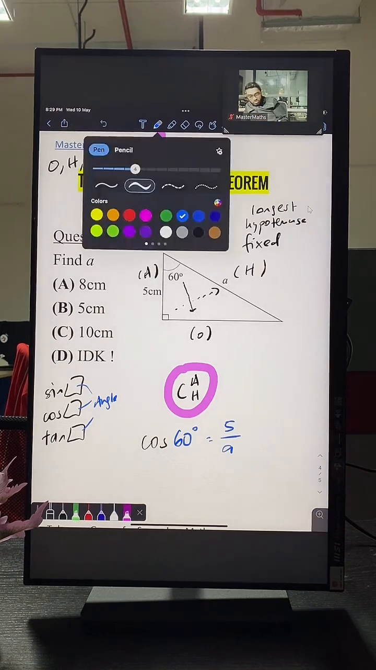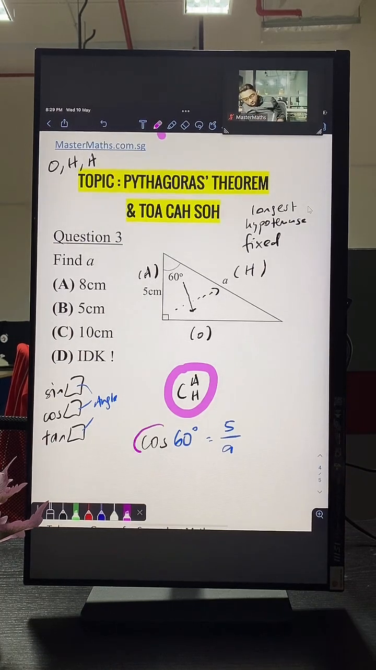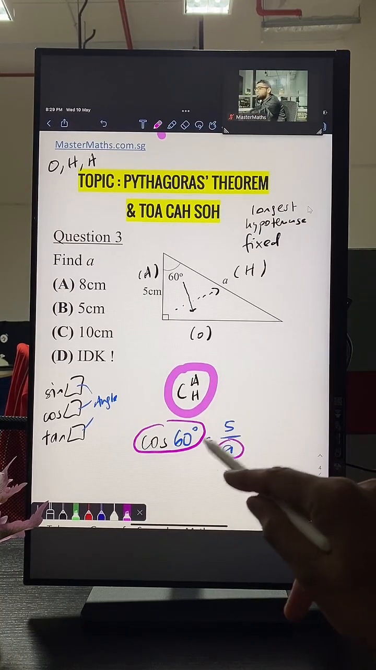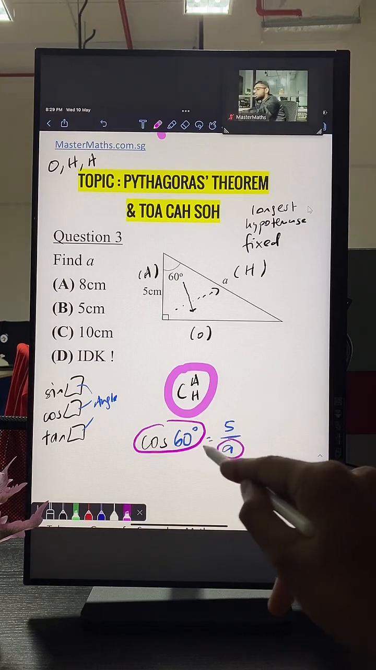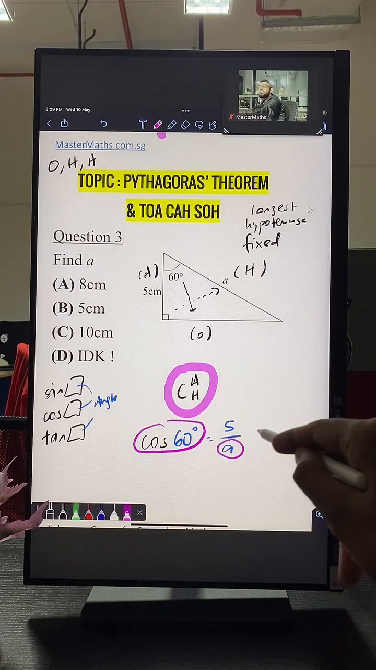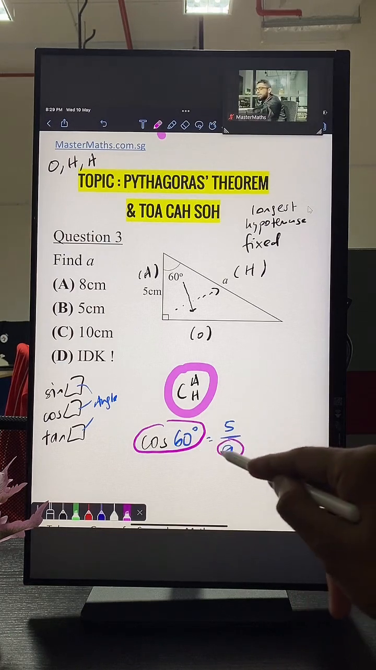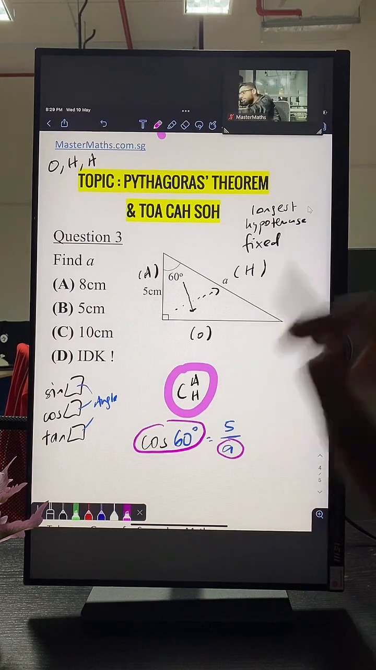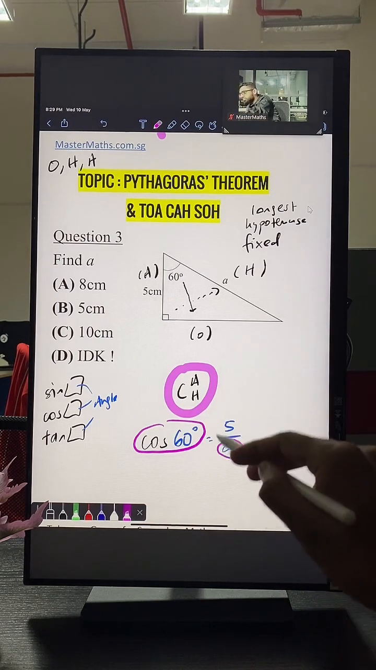Now, this is what you can do. This is one group of terms. This is another group. Since there is an equal sign over there, my friends, what you can do is to do cross multiplication. You swap the positions of these two groups. Again, you swap the position. So A goes to the top. Cosine 60 goes to the bottom. You can do that because there's an equal sign.